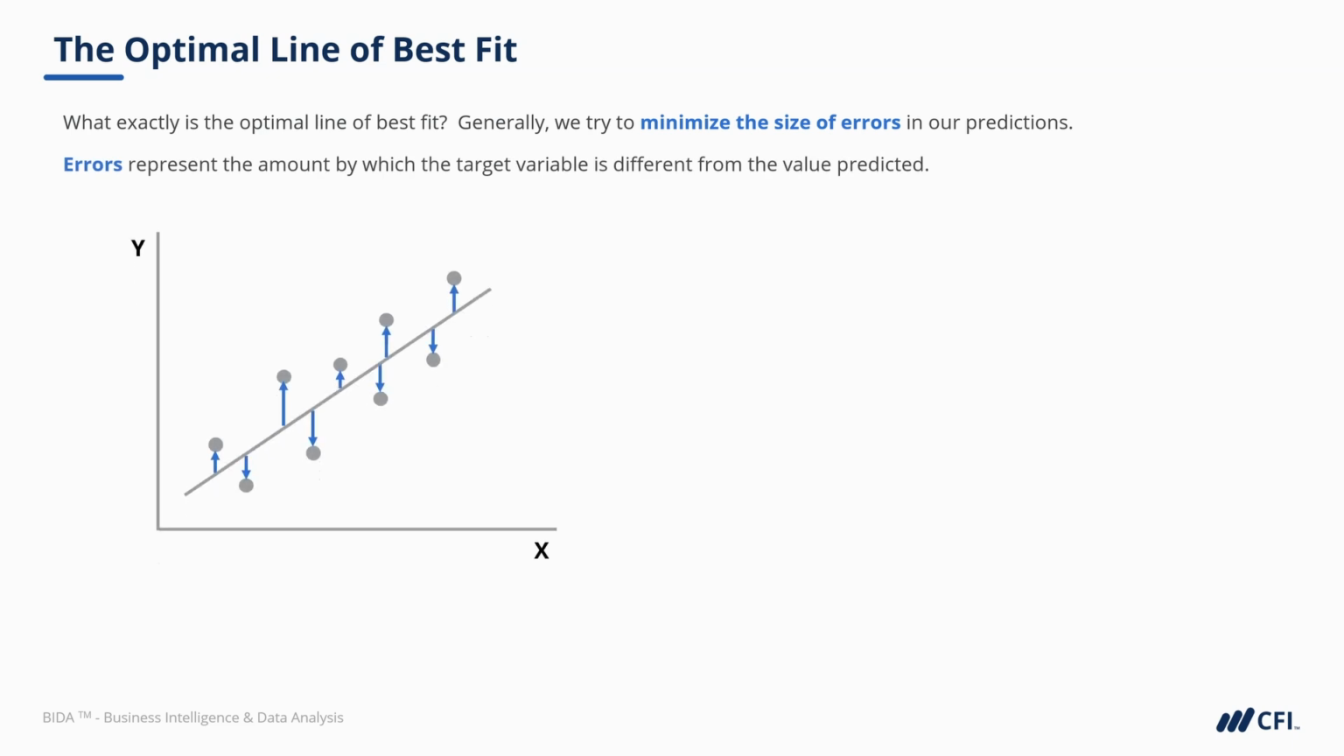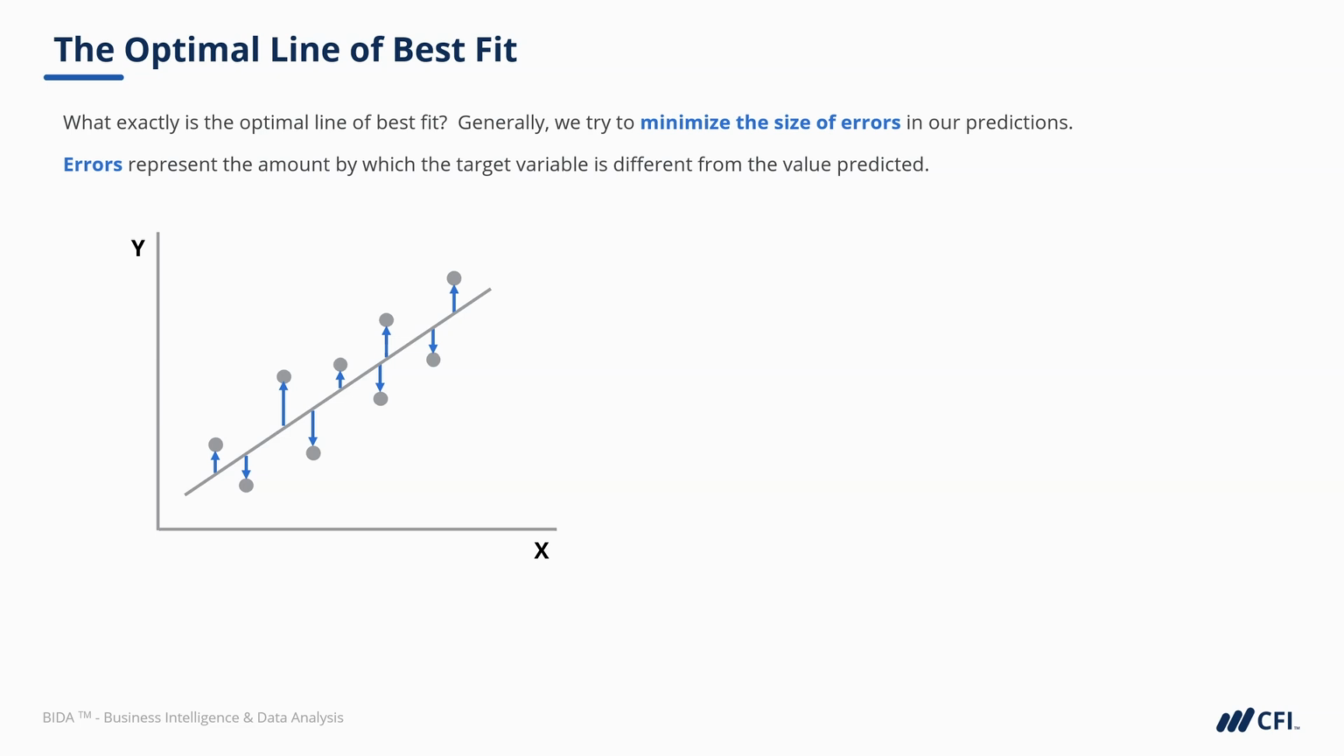Errors represent the amount by which the target variable is different from the value predicted in our line. Some of our predictions here are too high and some too low, so our errors can be positive or negative. So we have to take that into account when minimizing the total error in the model. And there's a few different metrics that can help us focus on the size of the errors, regardless of their direction.